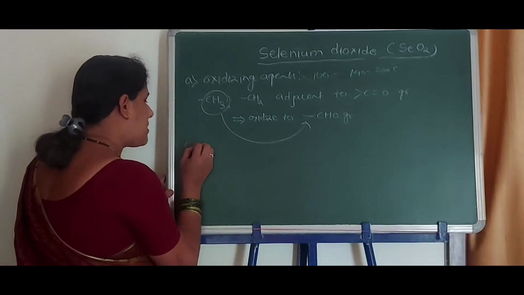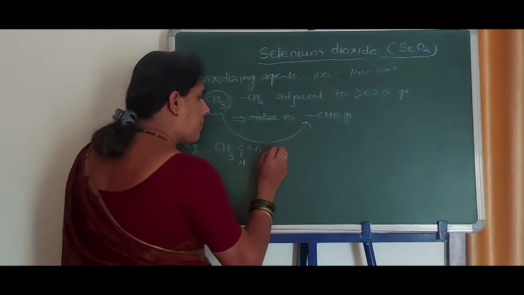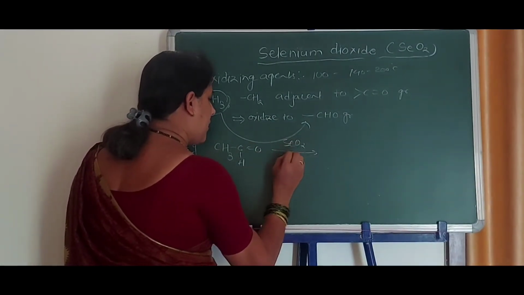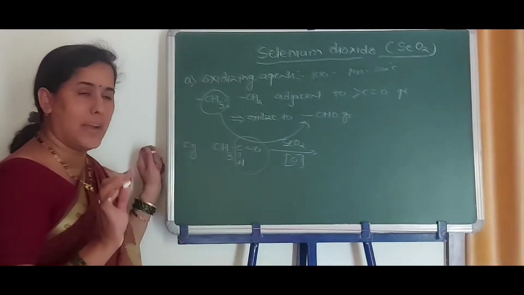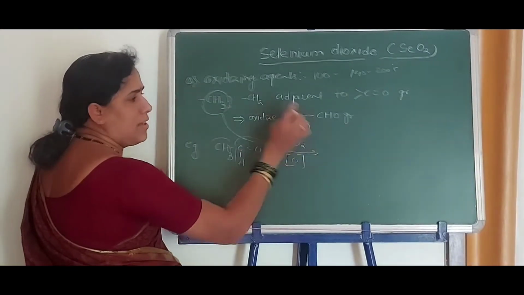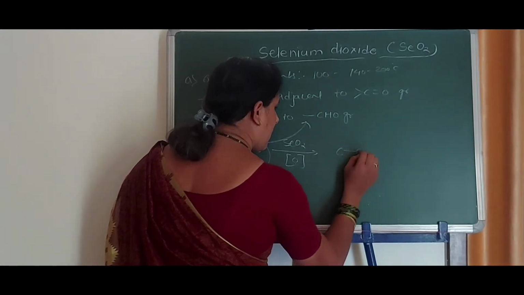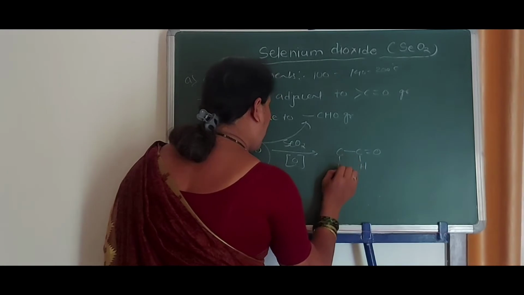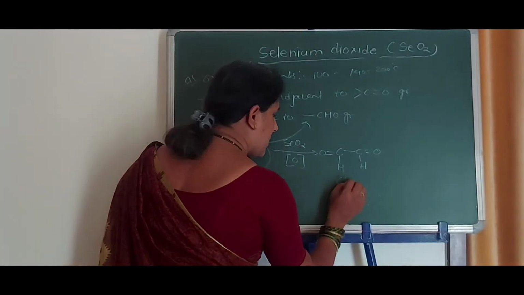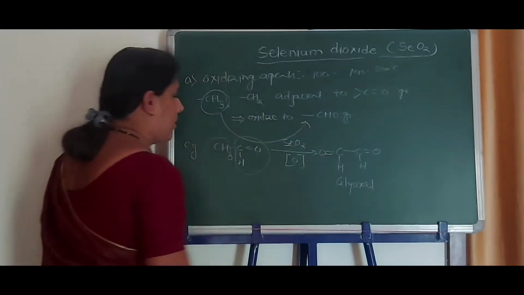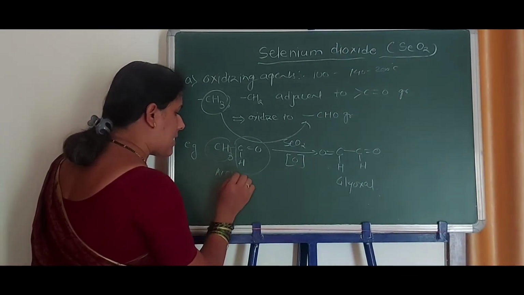So first take this example, for example acetaldehyde, CH3CHO, on oxidation with selenium dioxide. Here this CHO group is called an aldehyde group, and this CH3 is converted into a CHO. Therefore CHO, CHO, this is called glyoxal. Again, the name of this substrate taken is acetaldehyde.